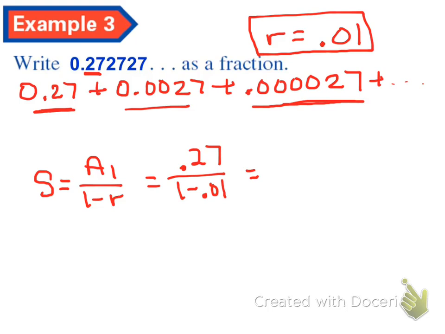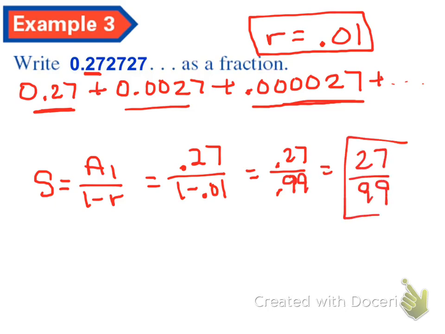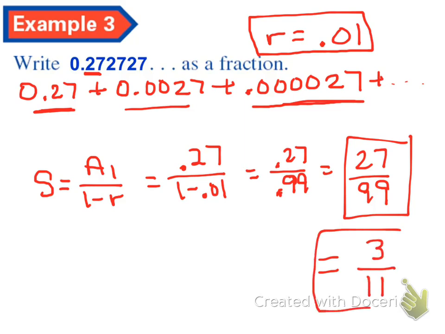And when we do that, we're going to come out with 0.27 over 0.99, or 27 over 99. Slide both decimals over two places. We end up with 27 over 99. And then 27 over 99, don't forget to reduce. This will reduce. I should not have boxed that answer. The final answer you want to reduce always, and the final answer would be 3 over 11.